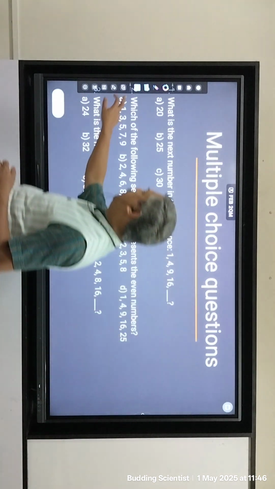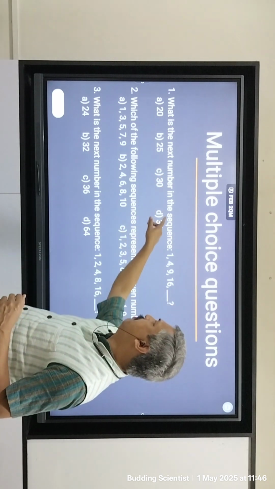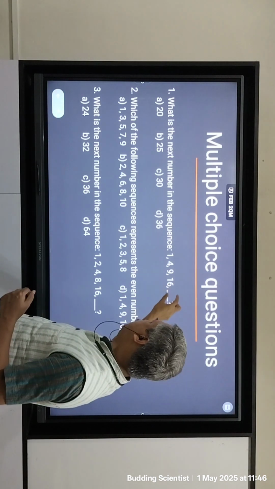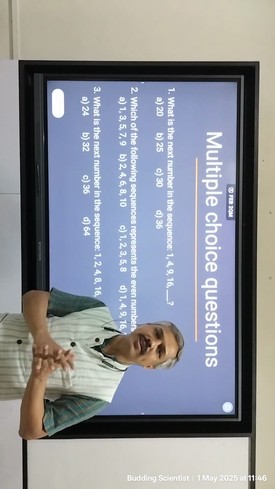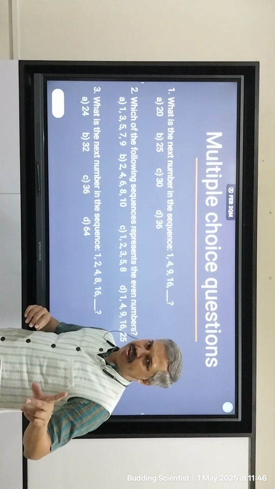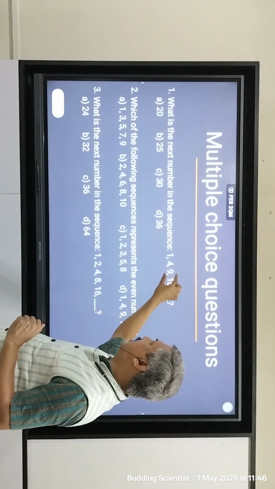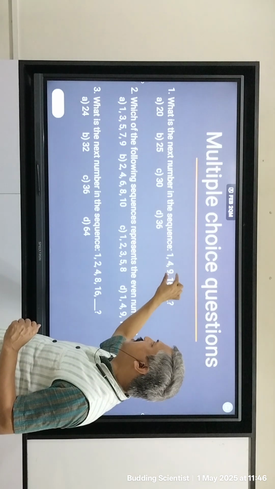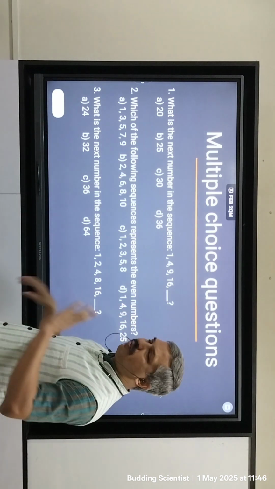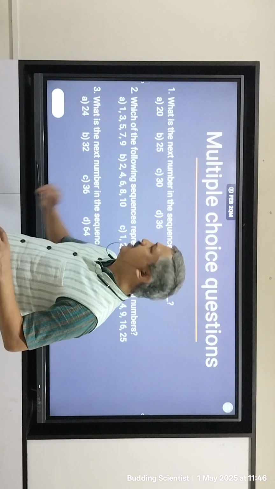There are 10 multiple choice questions in the worksheet. The first one is, what is the next number in the given sequence? 1, 4, 9, 16. If you observe carefully, this sequence is a square sequence. The first number is 1, which is 1 into 1, 1 square. The second number is 4, which is 2 into 2, 2 square. 3 into 3 is 9, which is 3 square. 4 into 4, 4 square will be 16. So the next number will be 5 into 5, that is 5 square, which will be equal to 25. So the answer is B, 25.